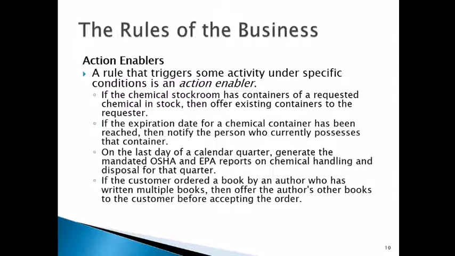If the customer ordered a book by an author who has written multiple books, then offer the author's other books to the customer before accepting the order. When there are several books written by the author, the system must provide the list of other books by the author before accepting the order by the particular customer.